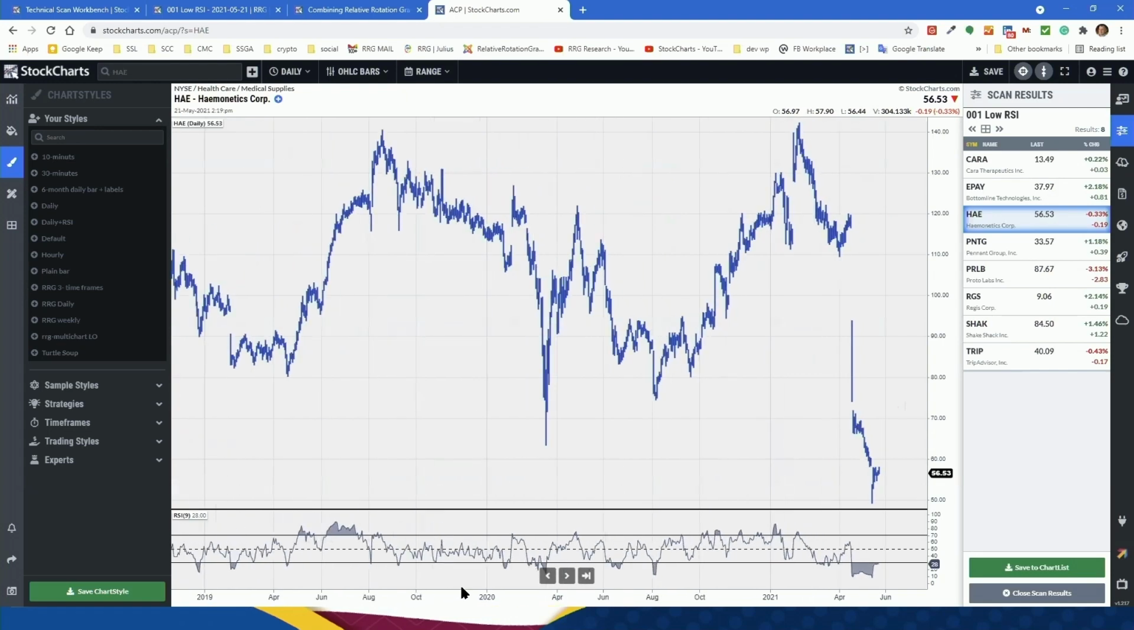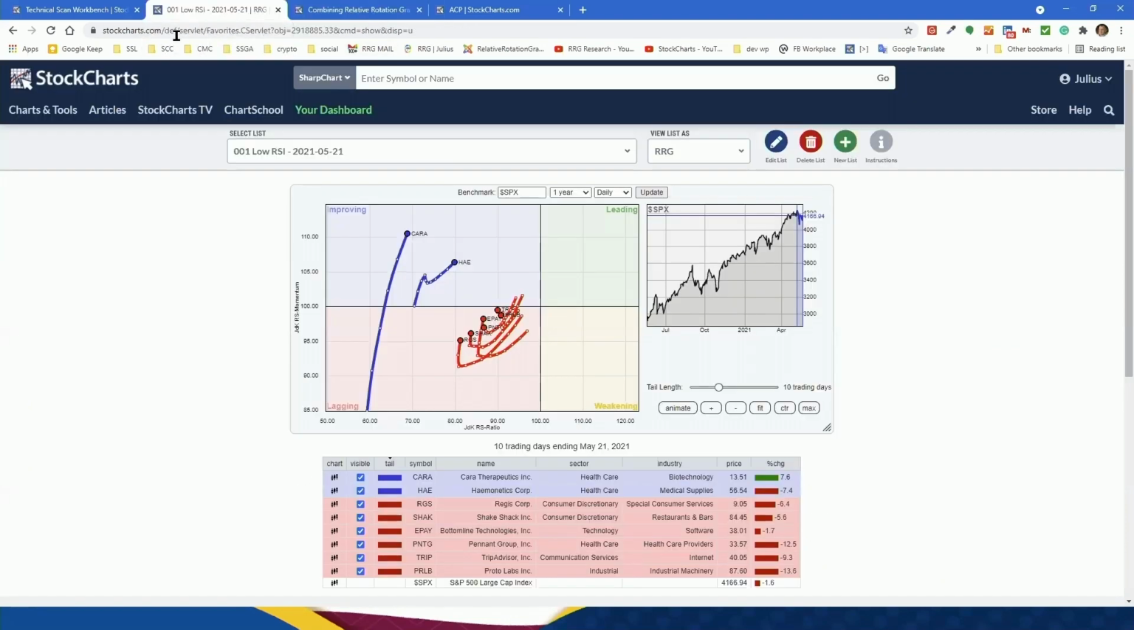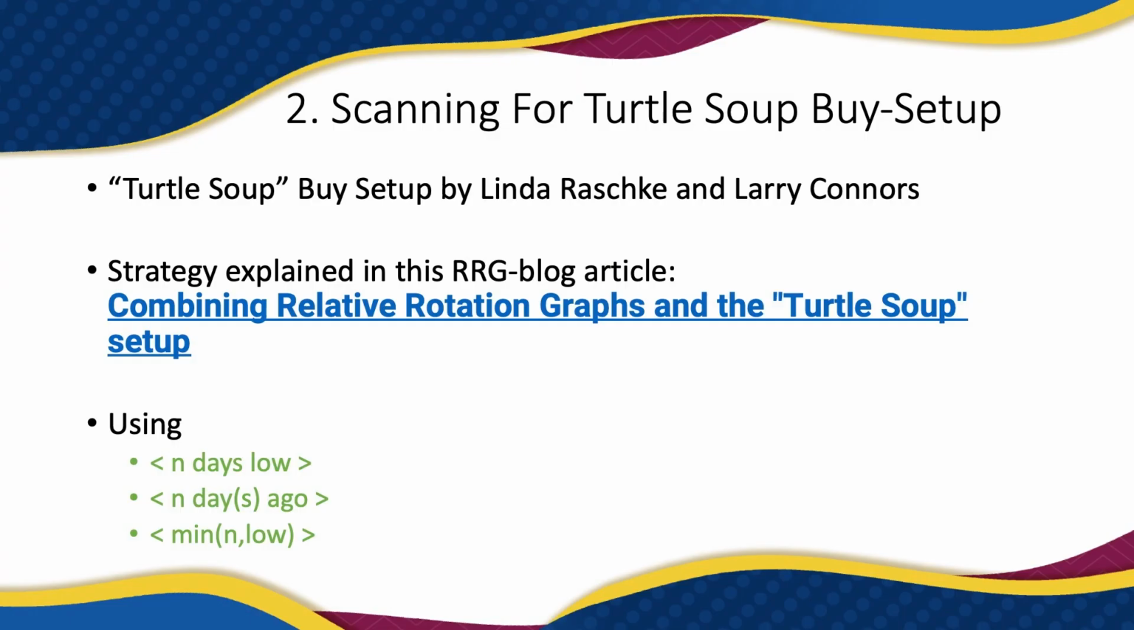What I wanted to show you is how you can put that scan engine to use, plot it on an RRG, and use the outcome of the RRG on your charts. So let's go to the second version of my scan. This is one that I've written about a few times, and I talked about it in my show, Sector Spotlight. It's a thing that I've been following for quite some while. It is a strategy that was written by Linda Raschke and Larry Connors many, many years ago, and it's called the turtle soup.